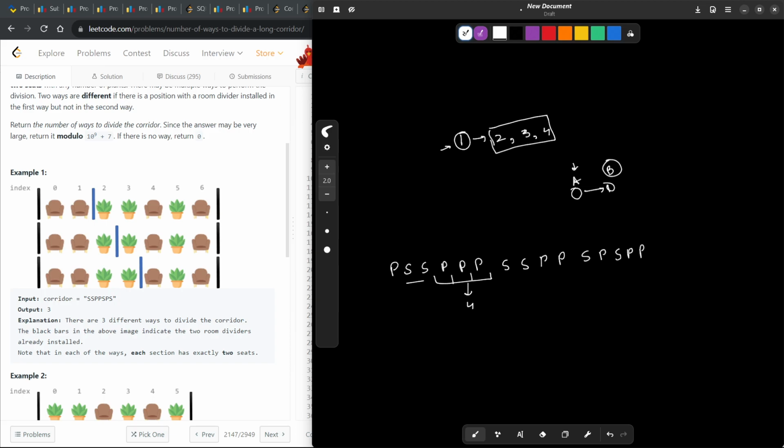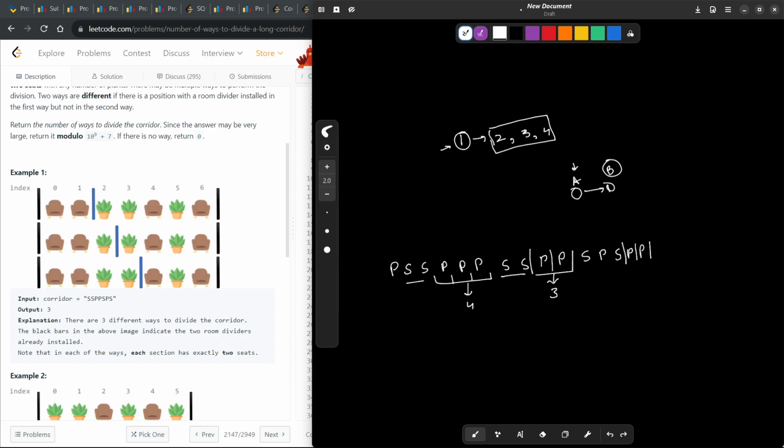Now similarly, after the second 2 seats, I have one choice here, one choice here, or one choice here. Again I have 3 choices. Now after these 2 seats, I have one choice here, one choice here, one choice here. But I need to understand, for the last 2 seats, do I really have a choice? The answer is no, because if I put a virtual corridor here, then there will be only 2 plants remaining, right? That means for the last 2 seats, I don't really have a choice.